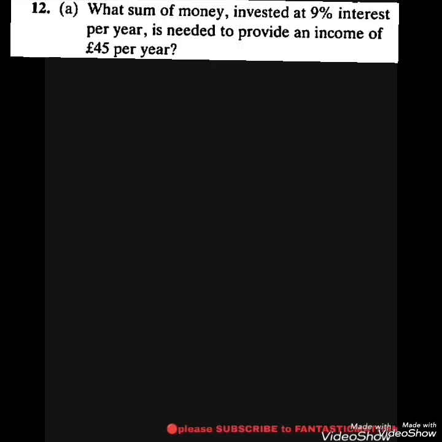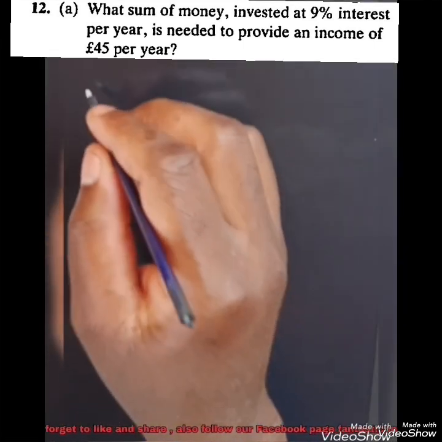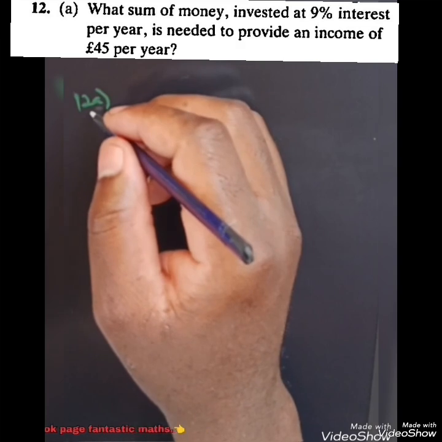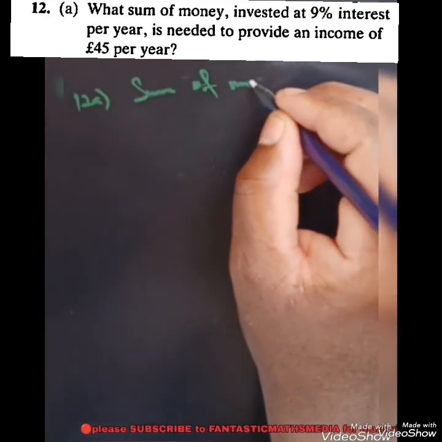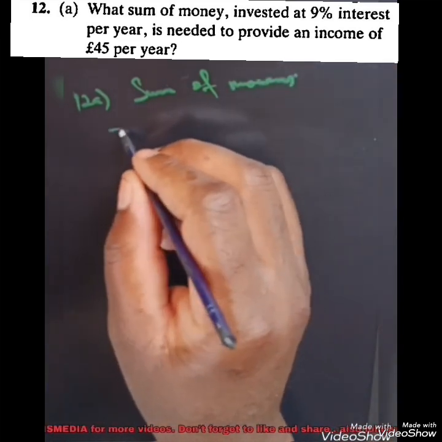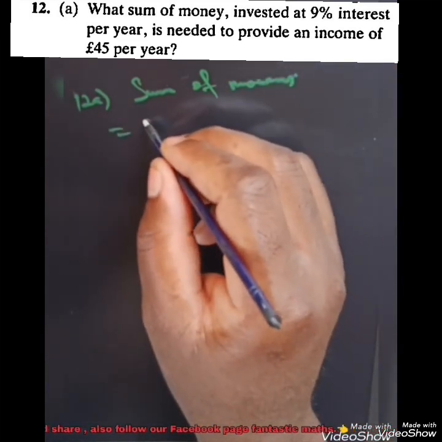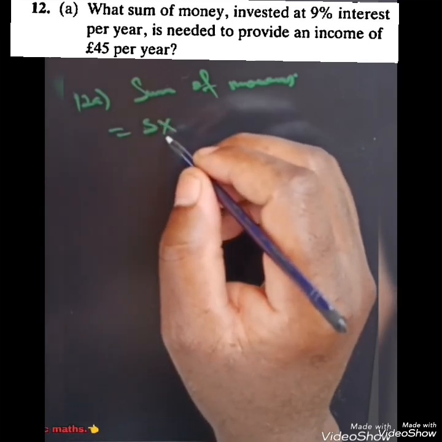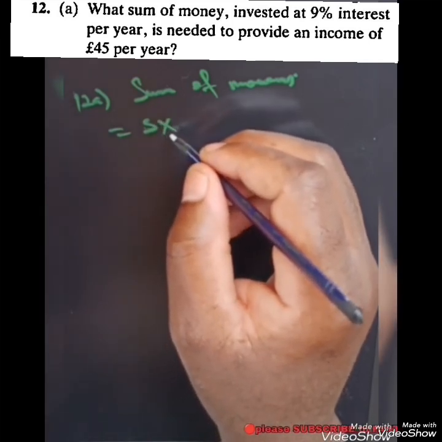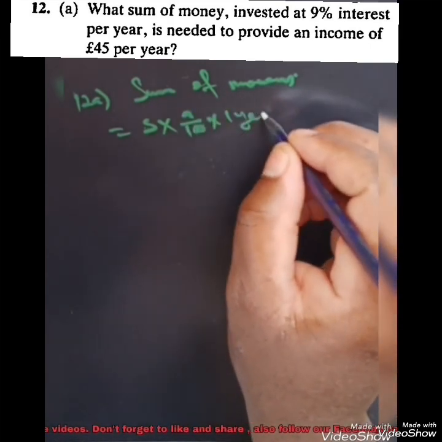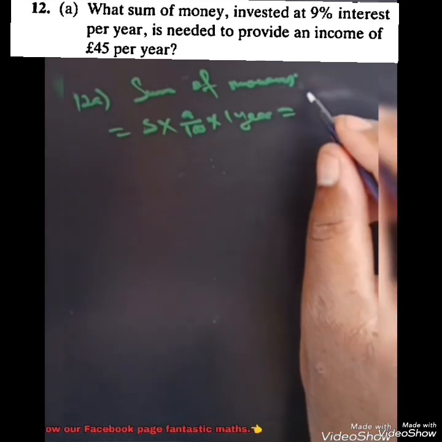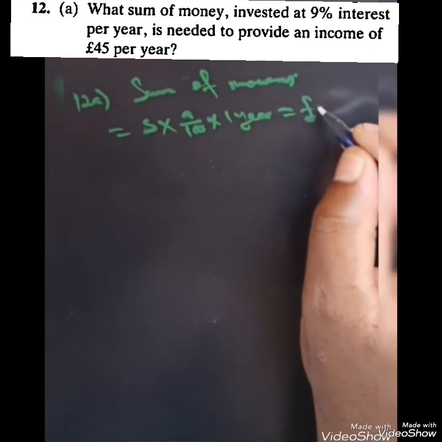Let's move on to the next question. Next question is question 12. What sum of money invested at 9% interest per year is needed to provide an income of $45 per year? So we have to multiply the sum of the money, which is S, times the interest rate, 9 over 100, times the period, which is 1 year, is equal to 45.